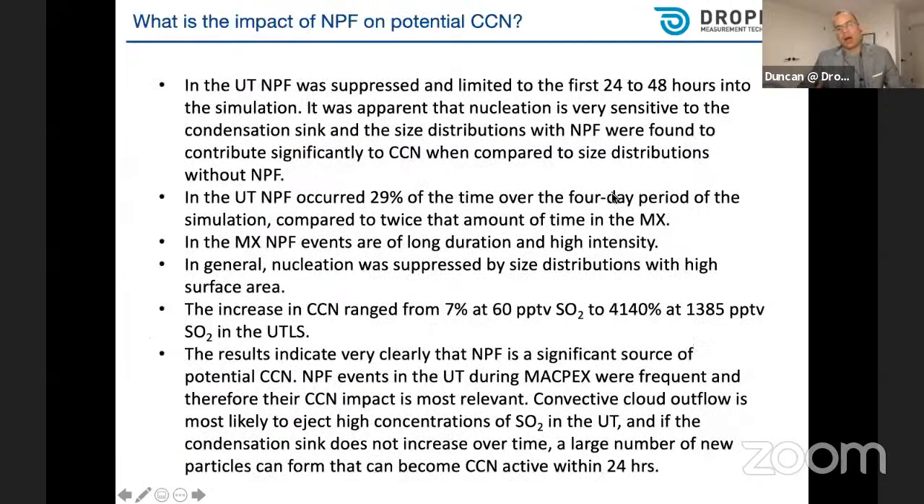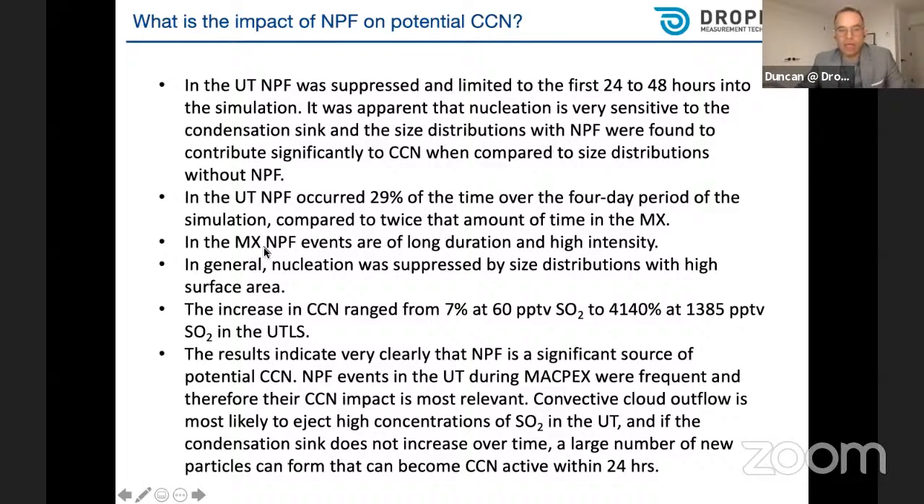So there's a large sensitivity to this surface area condensation sink, which is very important in this process. In the upper troposphere, new particle formation occurred almost 30% of the time over the 4-day period of the simulation, compared to twice that amount of time in the mixing layer. So both the upper troposphere and the mixing layer are very important, as indicated by the simulations and the formation of these particle formation events and their growth.